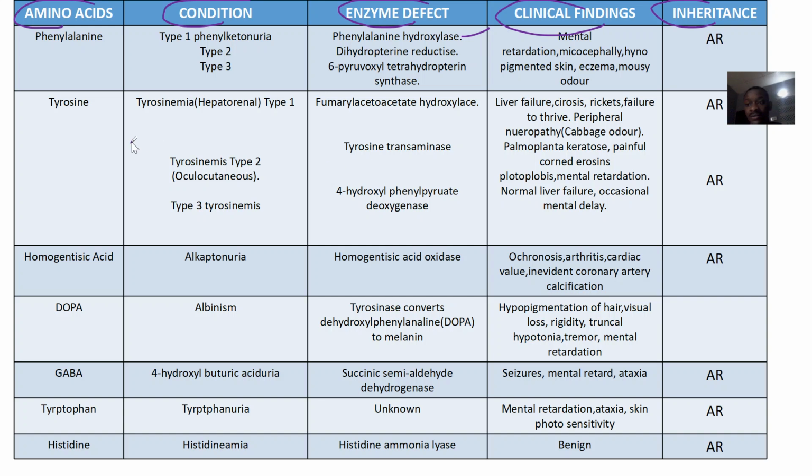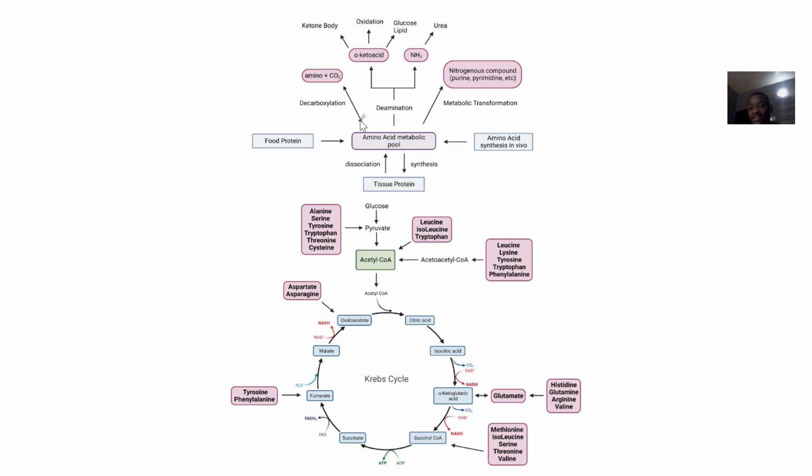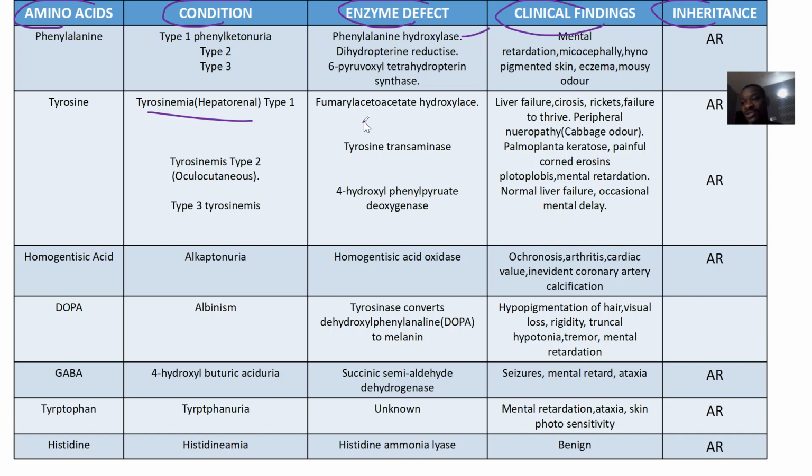Then for tyrosine, we said it's also known as tyrosinemia. Type 1 is hepatorenal, type 2 is oculocutaneous, then type 3. For type 1, the enzyme missing is what? Of course, anything I'm saying here, you can just get the pathway for it. Just search the pathway for tyrosine metabolism and you can follow along. Or if you have read it before, this would be a good summary for you.